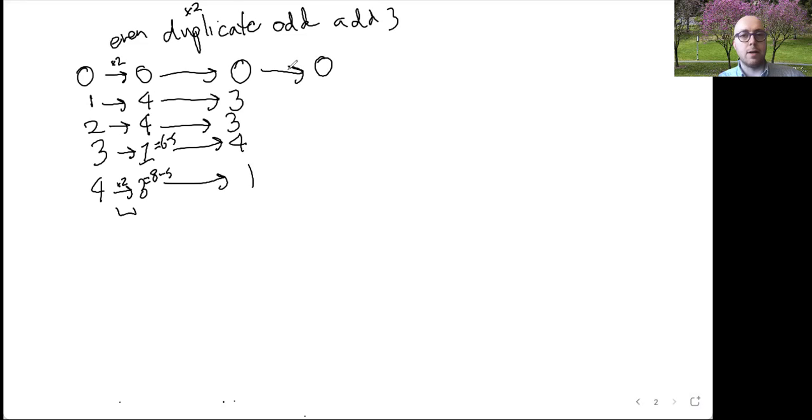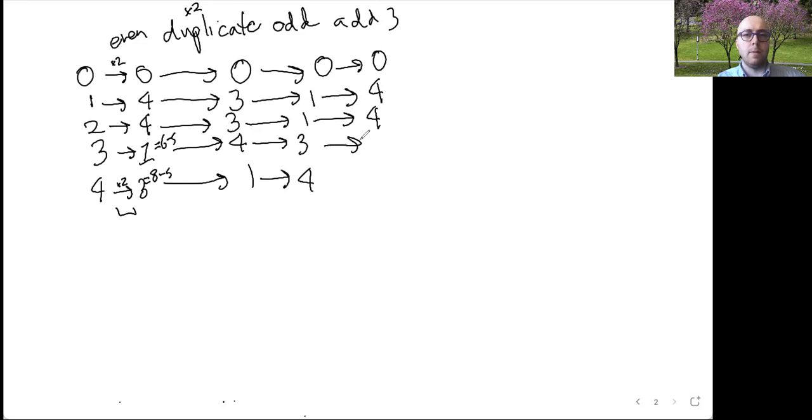If we just repeat this pattern, 0 goes to 0, 3 we add 3 and get 1, 4 we duplicate and we get 3, 1 we add 3 and get 4. And if you continue, 0 is again 0, 3 plus 3 is 6, which is 1, and 4 duplicated is 3. So you can see this pattern repeats, and we don't have 2 in this pattern.